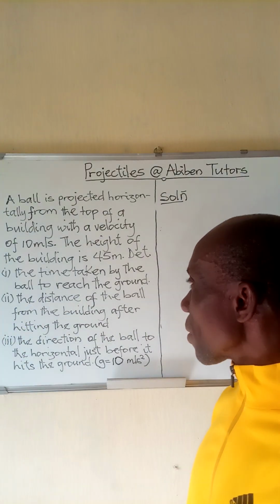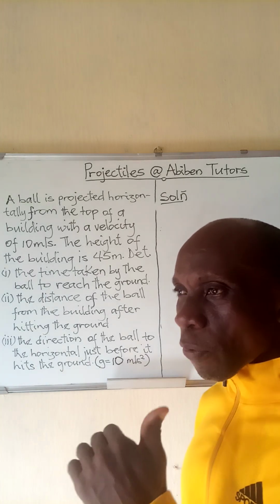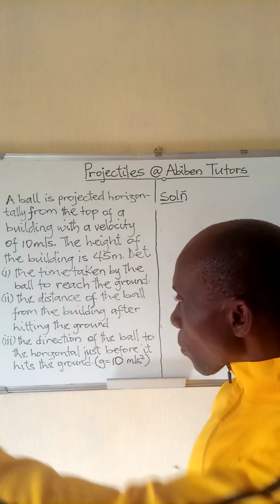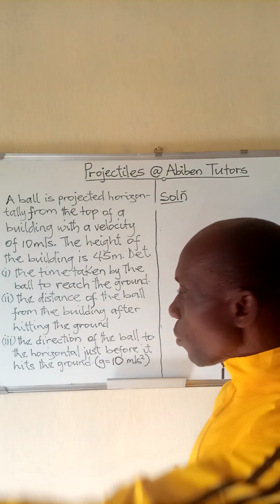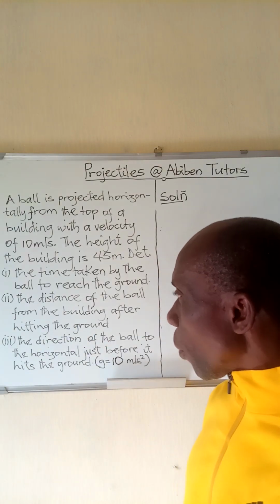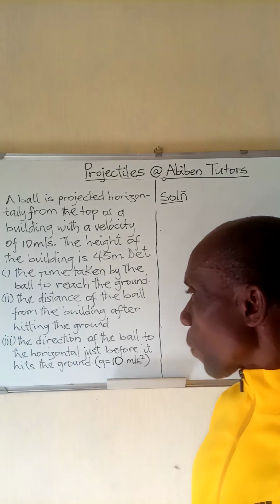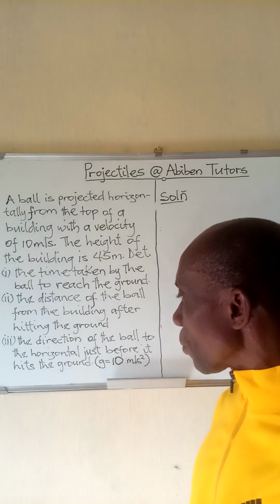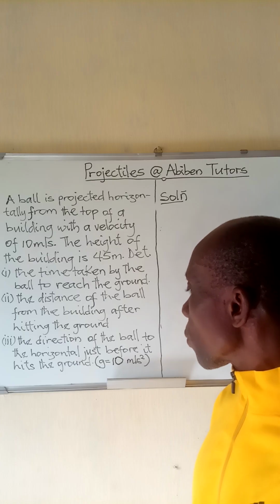And then the second, the distance of the ball from the building after hitting the ground. Remember, this ball is projected from a height and which happens to be a building. So when it drops, what's the distance from the foot of the building to the landing point of this ball? And then for the third requirement, we are asked to find the direction of the ball to the horizontal just before it hits the ground. We are given acceleration due to gravity to be 10 meters per second square.